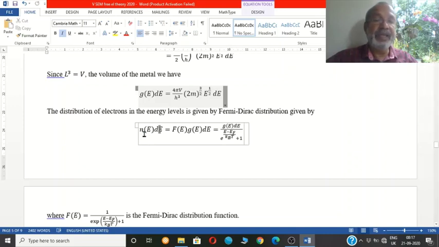So what will be N(E)dE? N(E)dE will be the number of electrons per dE energy range. According to Fermi-Dirac statistics, it is given by F(E) into G(E)dE. That is why we have calculated this G(E): in order to know the number of electrons in a particular energy range, we have to have this G(E)dE, and it is multiplied by F(E).